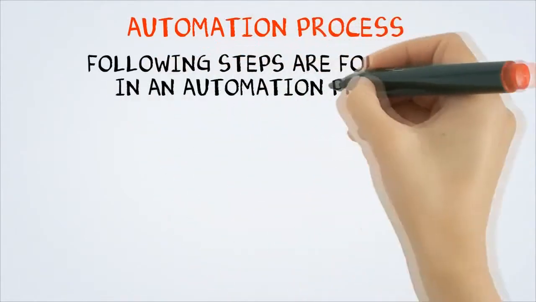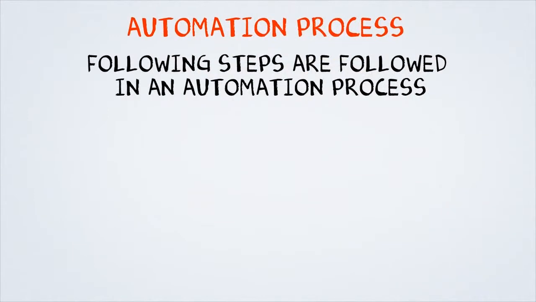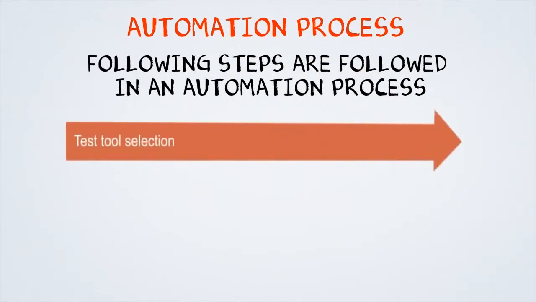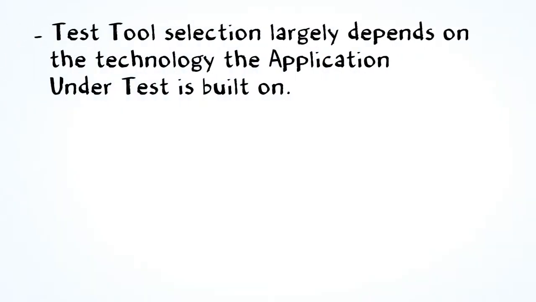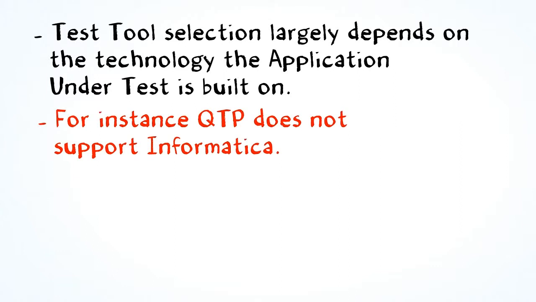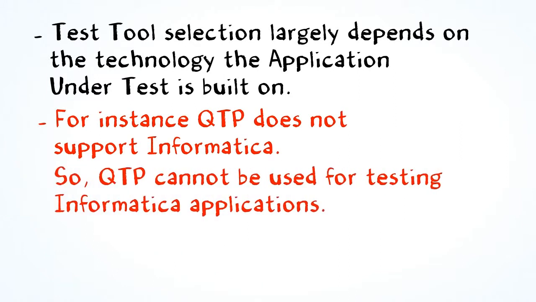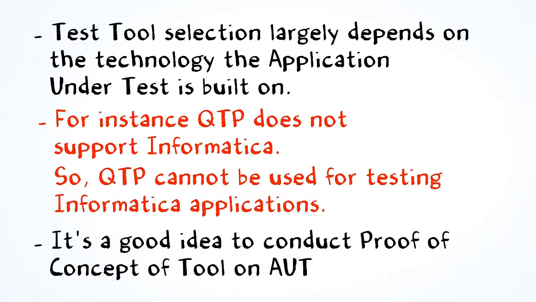Automation process. The following steps are followed in an automation process. Test tool selection. Test tool selection largely depends on the technology the application under test is built on. For instance, QTP does not support Informatica, so QTP cannot be used for testing Informatica applications. It's a good idea to conduct proof of concept of tool on AUT.